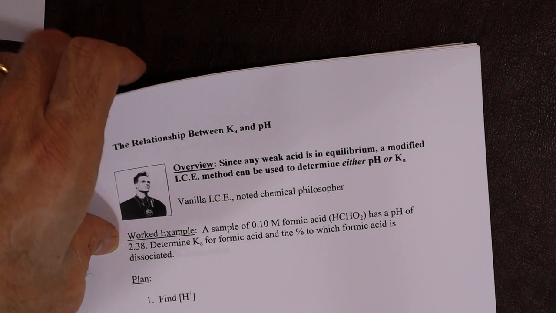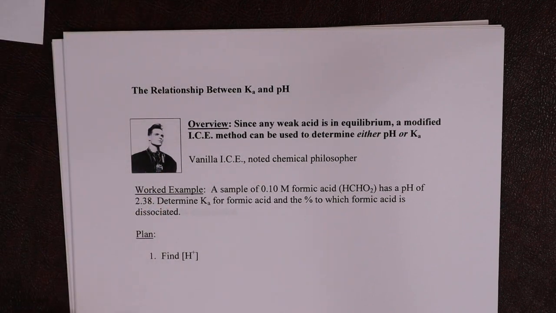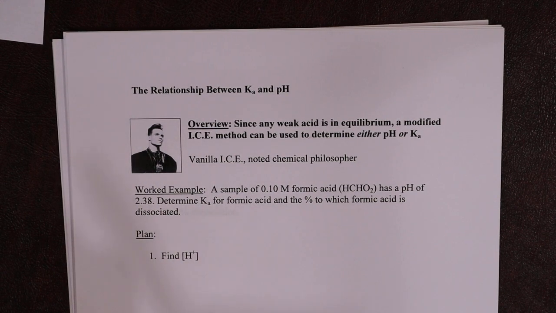But we can incorporate pH into a calculation for Ka, or use Ka to work out pH. So we go backwards or forwards. Okay, and we're going to use the ICE method. Yes, corny joke. Vanilla Ice, obviously a noted chemical philosopher.